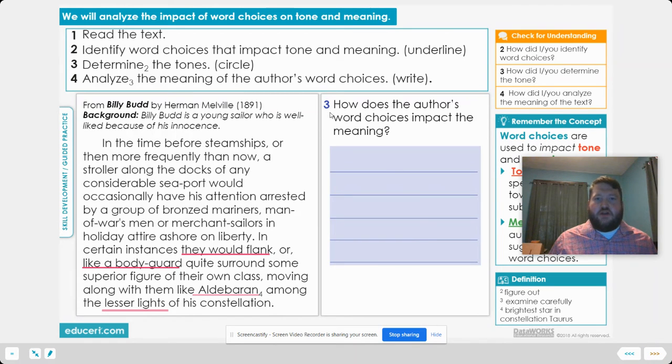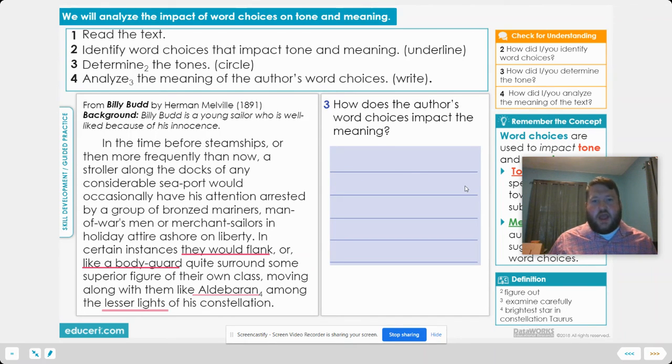Okay. Finally, our third question here. For this one in particular, I would probably have students come up with answers on their own. The question asks, how do the author's word choices impact the meaning? This would be a written response. So I would want students to first come up with ideas on their own, what they feel about this. And then once both have done that, maybe share their answers afterwards to see if they're on the same page or maybe not.